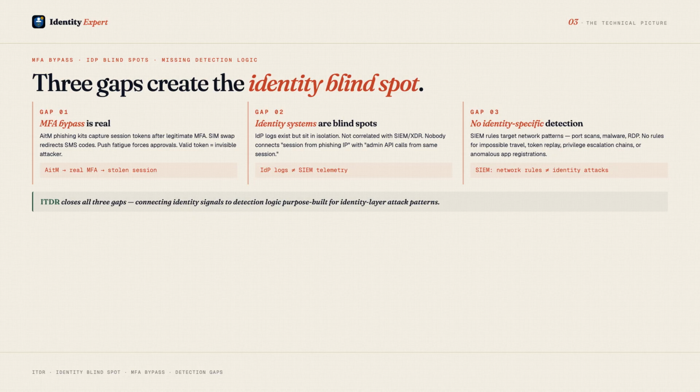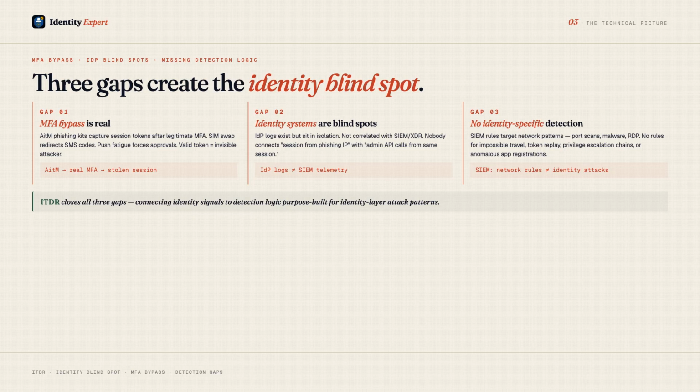Gap 2, identity systems are blind spots. Most organizations have IDP logs, Azure AD audit logs, Okta system logs, Ping event streams, but these logs sit in isolation. They are not correlated with SIEM or XDR telemetry. The IDP knows that a session was created. The SIEM knows that an API was called, but nobody connects the two to see that the same session that was created from a known phishing infrastructure IP is now calling admin APIs.